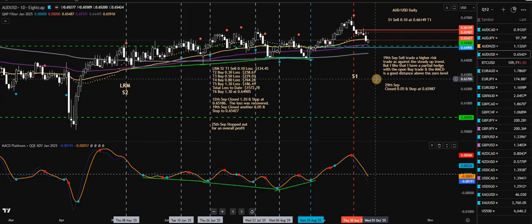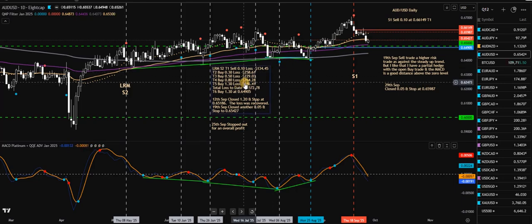And so here we go, 29th of September, which is Monday. I'm going to close half and put a stop at 65987, which is just below the entry level. So I put myself in a no-lose position. As long as the market doesn't gap up hugely on Monday open, we should be closing half of this and putting a stop in place, put myself in a no-lose.